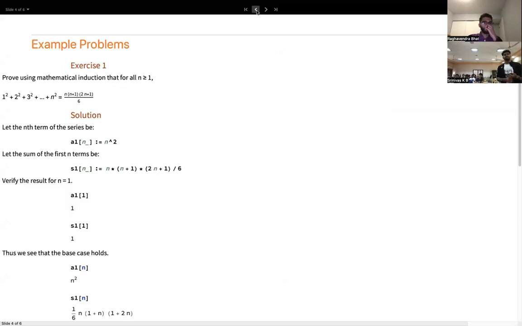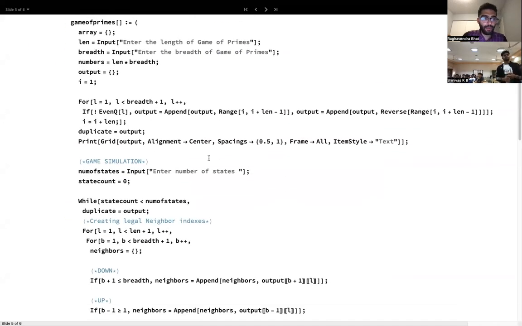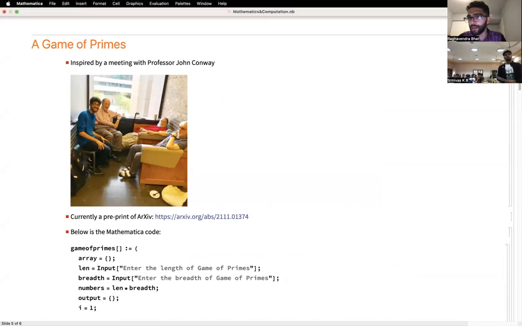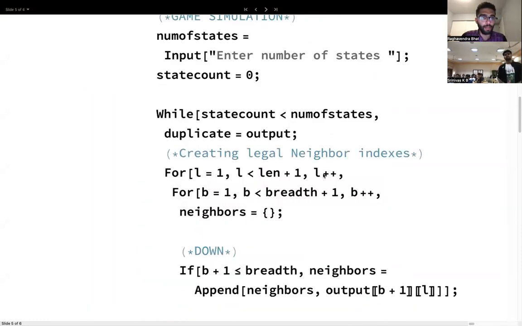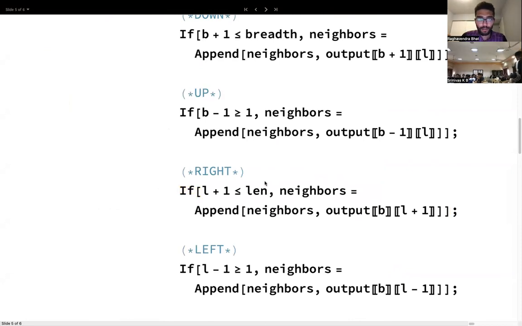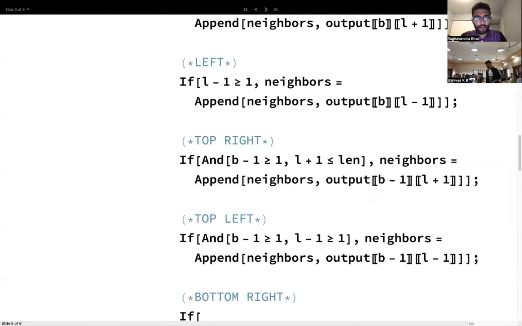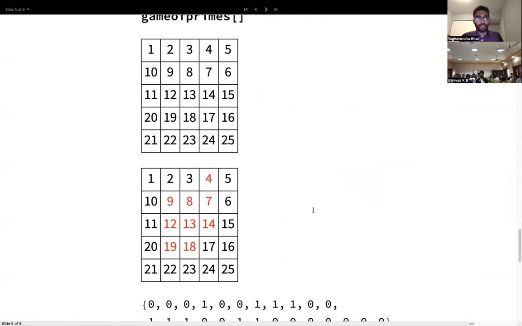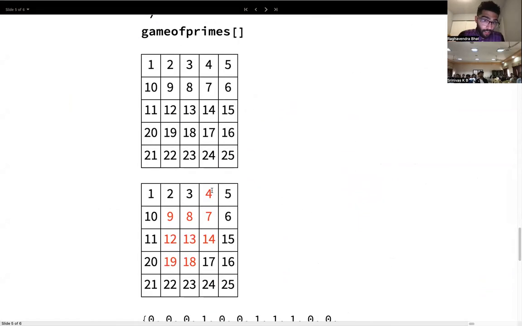Good. So let's go to the game of primes, and let's run the 5x5 grid, and let's look at each state, and I will tell you what happened for every number. Let's run it. 5x5, and let's just look at the first 5 states. Okay. So why did 4 become red? 4 became red because it's surrounded by 3 primes, 3, 7, and 5. So far, so good. That's why it became red.